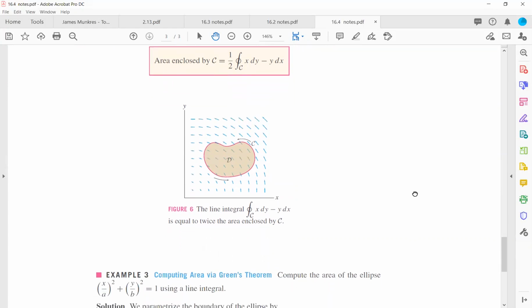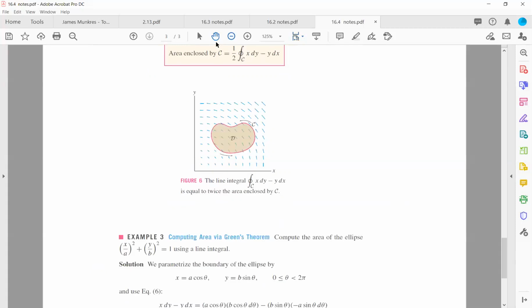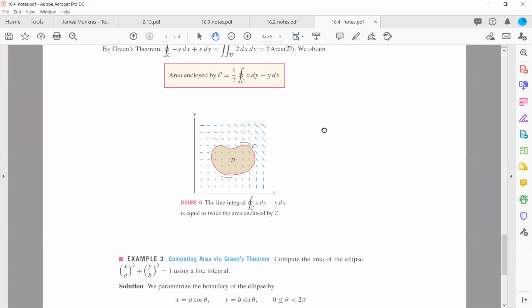Nice formula. It helps us to evaluate the area. Let's go over one example, see what's going on here. Compute the area through Green's theorem. Suppose your goal is to compute the area of the ellipse x over a squared plus y over b squared equals 1. The question says use line integral. We already have a nice formula for that.